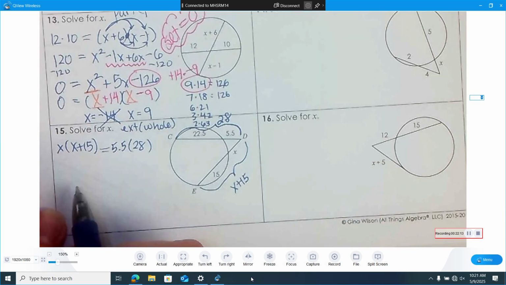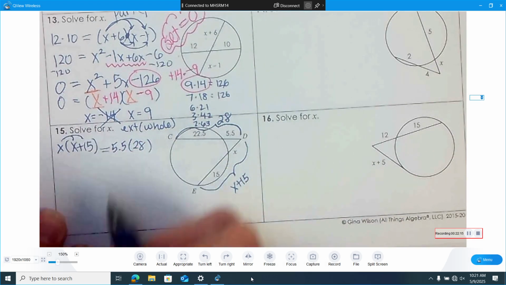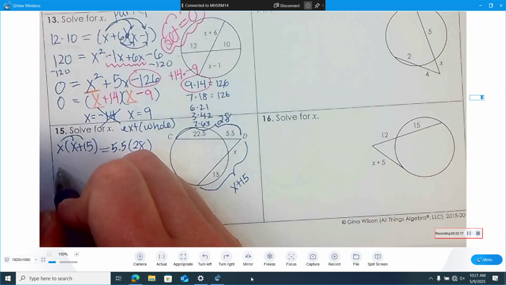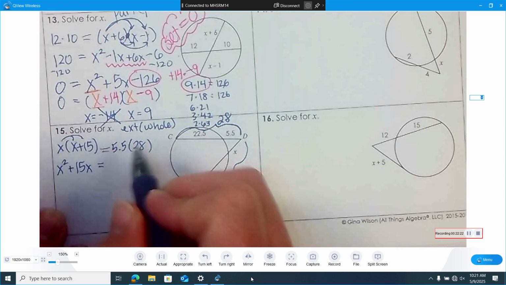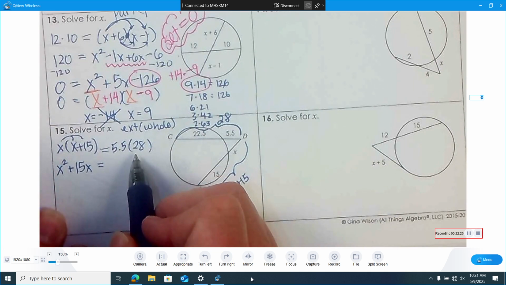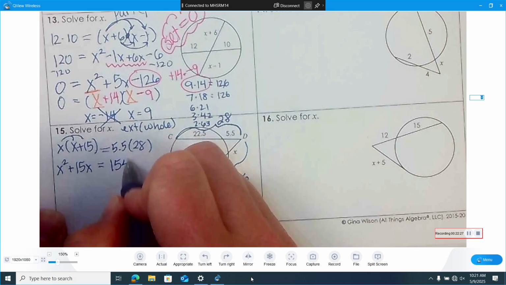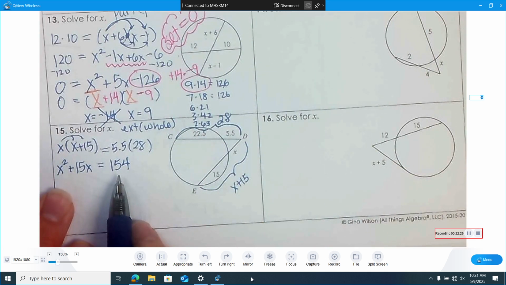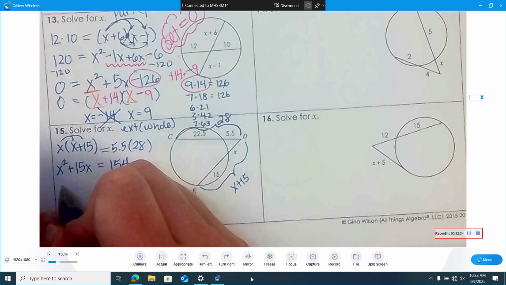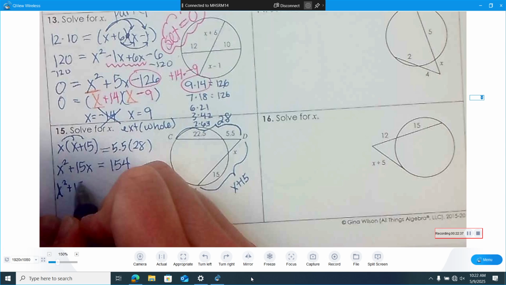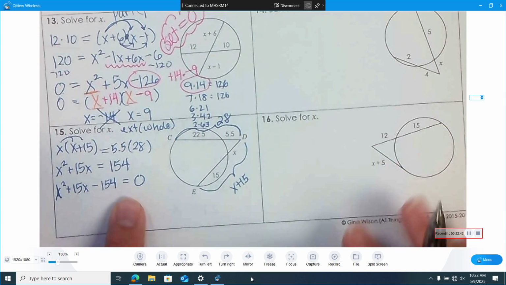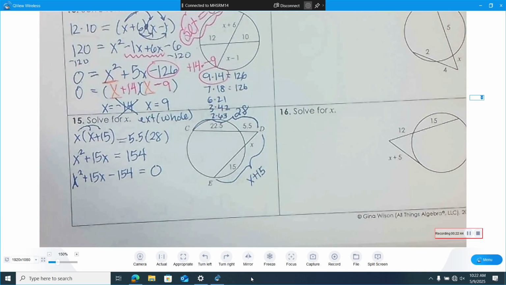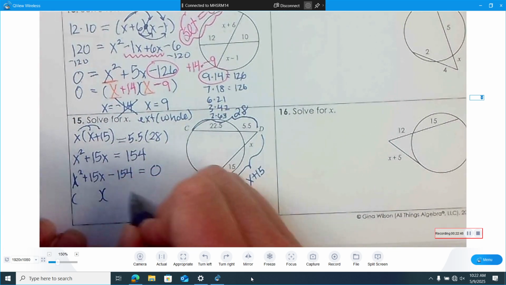Okay. So I'm going to go ahead and distribute my x. X times x is x squared. X times 15 is 15x. And 5.5 times 28? 154. All right. So what do we need to do to solve? Yeah, set it equal to 0, so we're going to subtract 154. So we have x squared plus 15x minus 154 is equal to 0. Very important that we get that set equal to 0 so that we can double bubble.